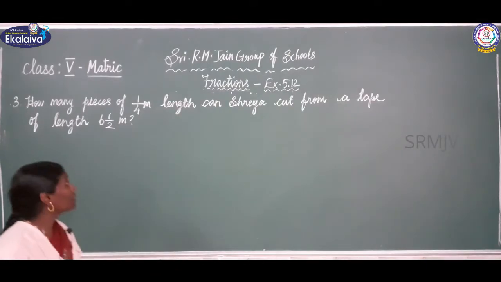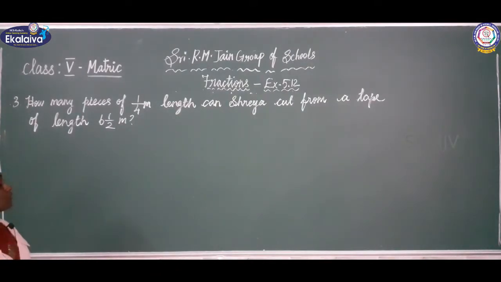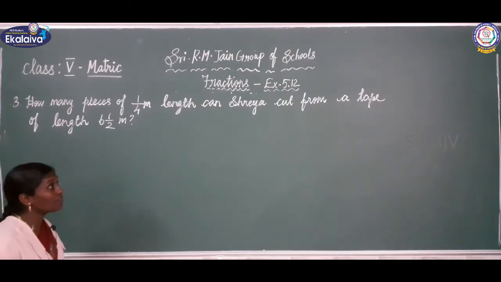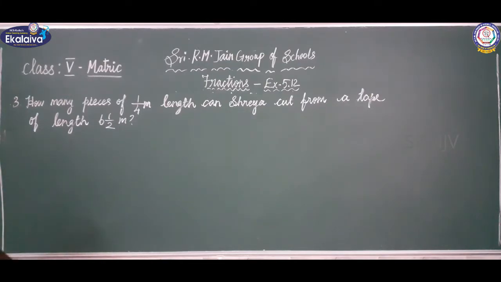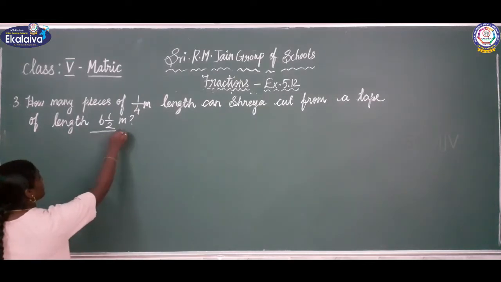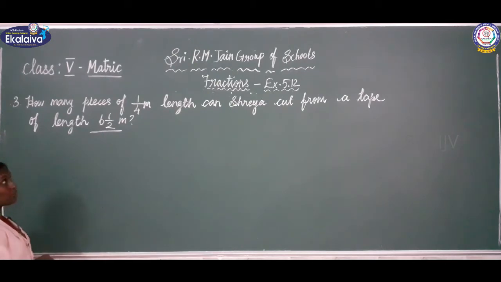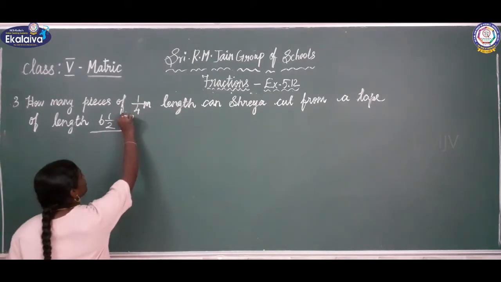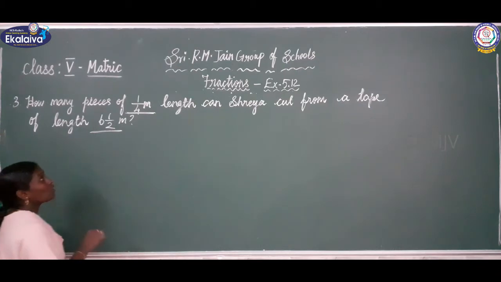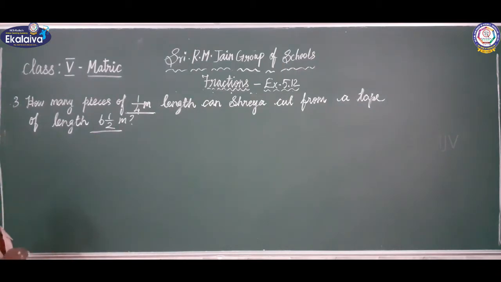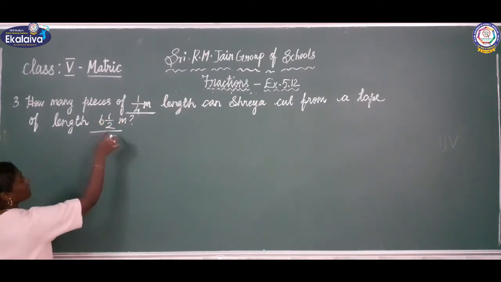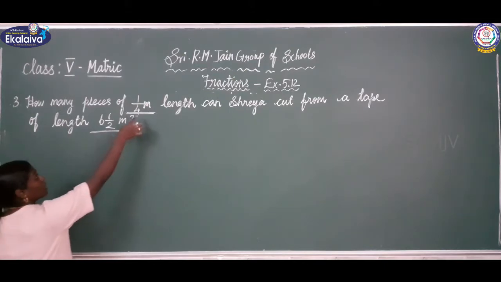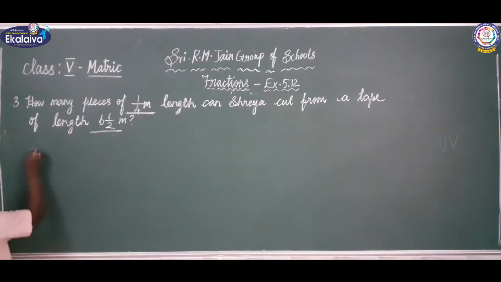The next question. How many pieces of 1 by 4 meter length can Shreya cut from a tape of length 6 1 by 2 meter? Here the length of the whole tape is 6 1 by 2 meter. From this she wants to cut small pieces of length 1 by 4 meter. Now we are going to find the number of pieces she can cut. For that we have to divide the length of the whole tape by the length of one piece.